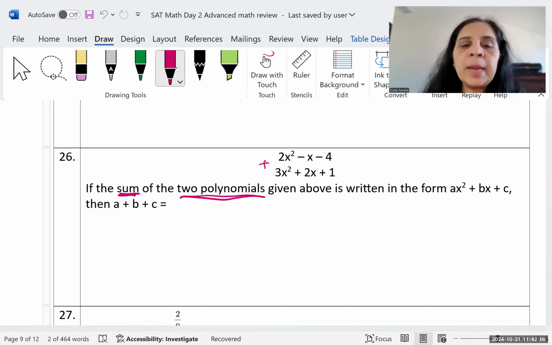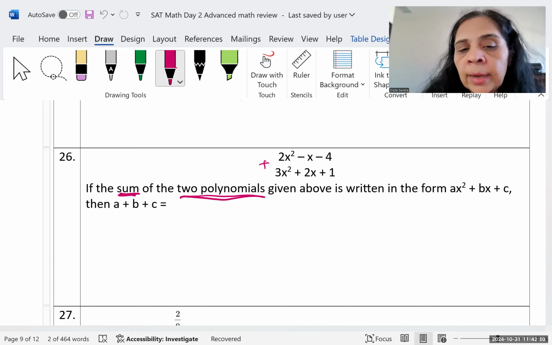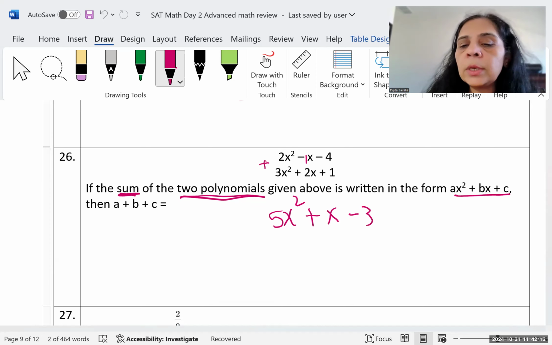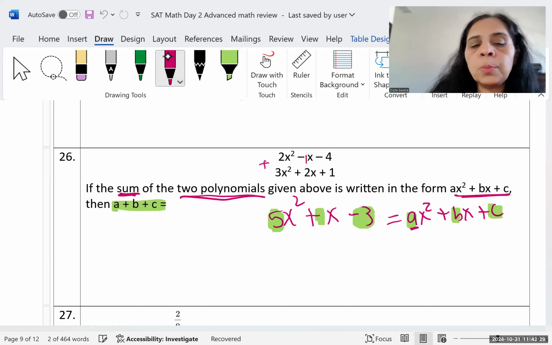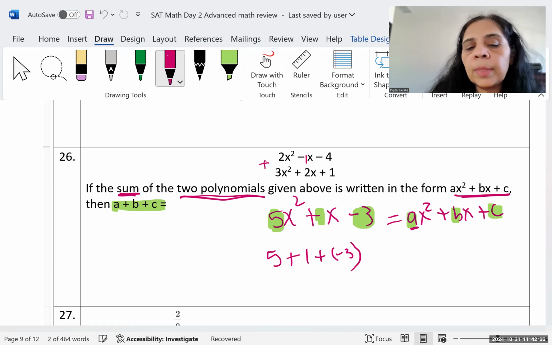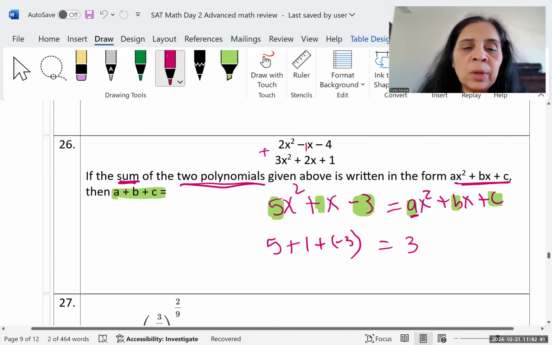Sum means you just combine like terms. That's it. So if you combine like terms, what you get is 2x squared plus 3x squared, 5x squared. Negative 1 plus 2 is plus 1x, minus 3. Now what is the question here? That is in standard form, right? Ax squared plus bx plus c. If you compare with this, what is your A? A is 5, B is 1, and C is negative 3. We are looking for the sum of those numbers, right? So 5 plus 1 plus negative 3. So 6 minus 3 is 3. And that's it. So either way you can do it, okay?